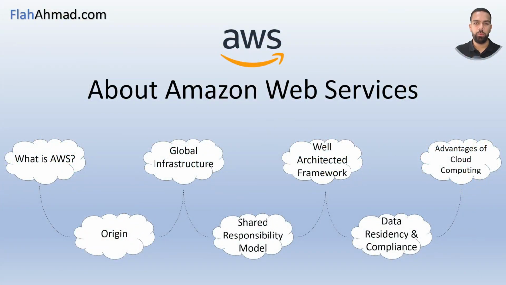In part 1, we already covered what AWS is, why it was invented, looking at its origin, and how it's built, looking at the global infrastructure. We also covered the responsibilities that AWS as a provider has, as well as what you as a customer are responsible for. If you haven't watched the first part, stop here and have a look at it first. Now let's have a look at the AWS well-architected framework.